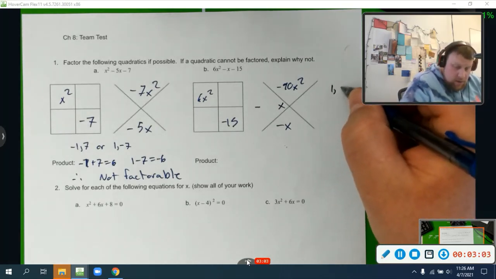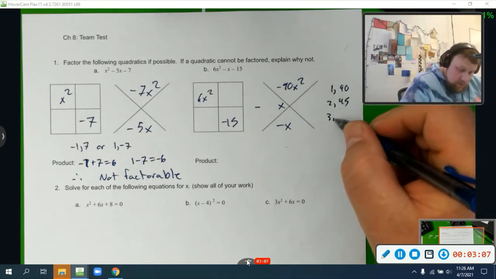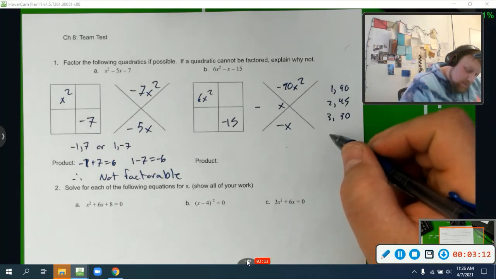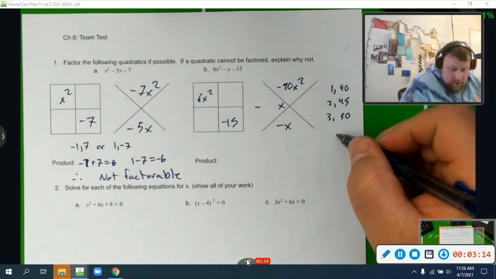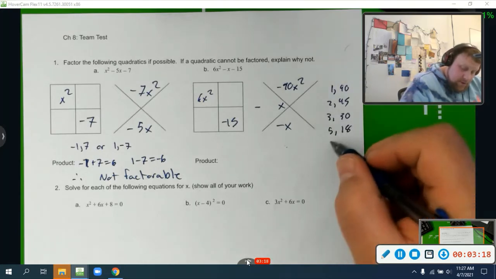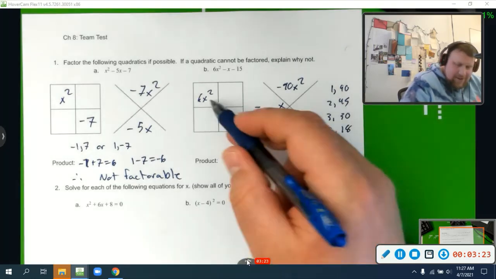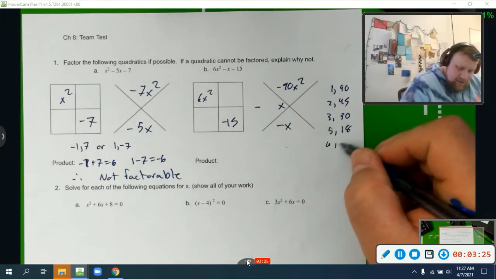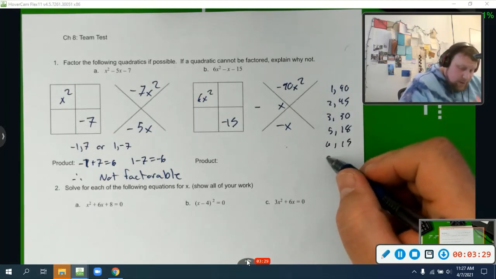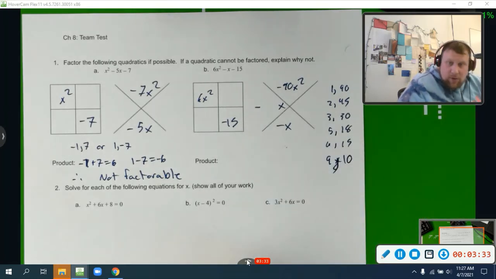I've got 1 and 90, 2 and 45. Those aren't even close to each other. I've got 3 and 30. 4 doesn't go in there. 5 does go in there. 5 and 18, getting closer. Does 6 go in there? Yeah, 6 times 15, but that's not going to work. 7 doesn't go in there. 8 doesn't go in there. 9 times 10. Whoa, look at that. 9 and 10 are one apart.